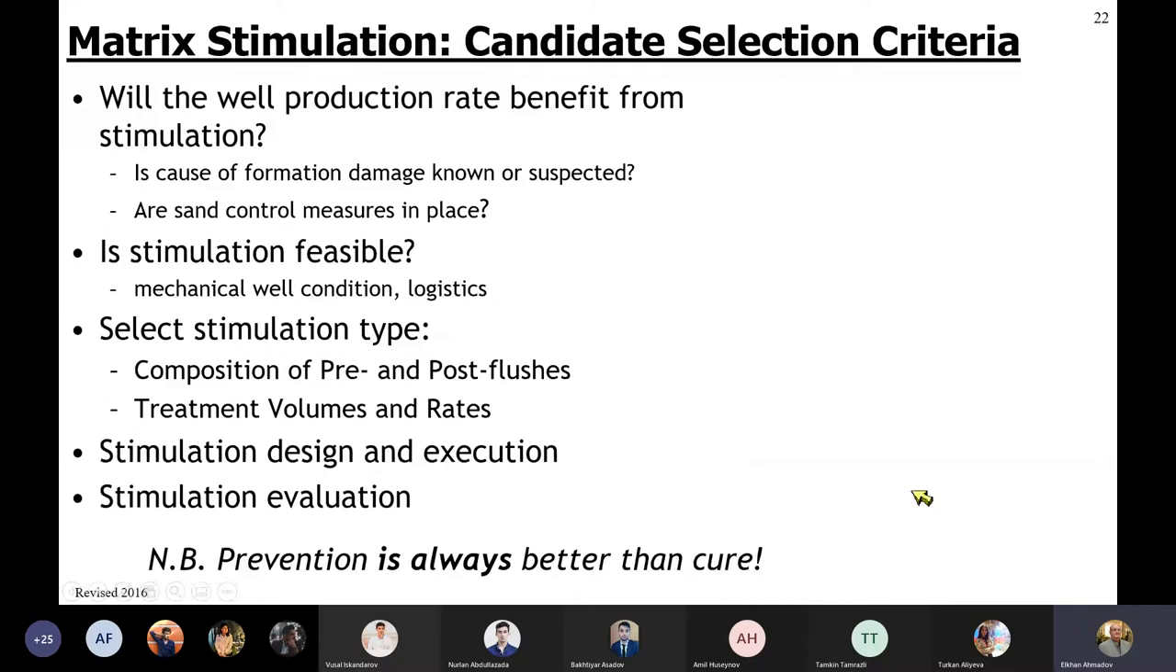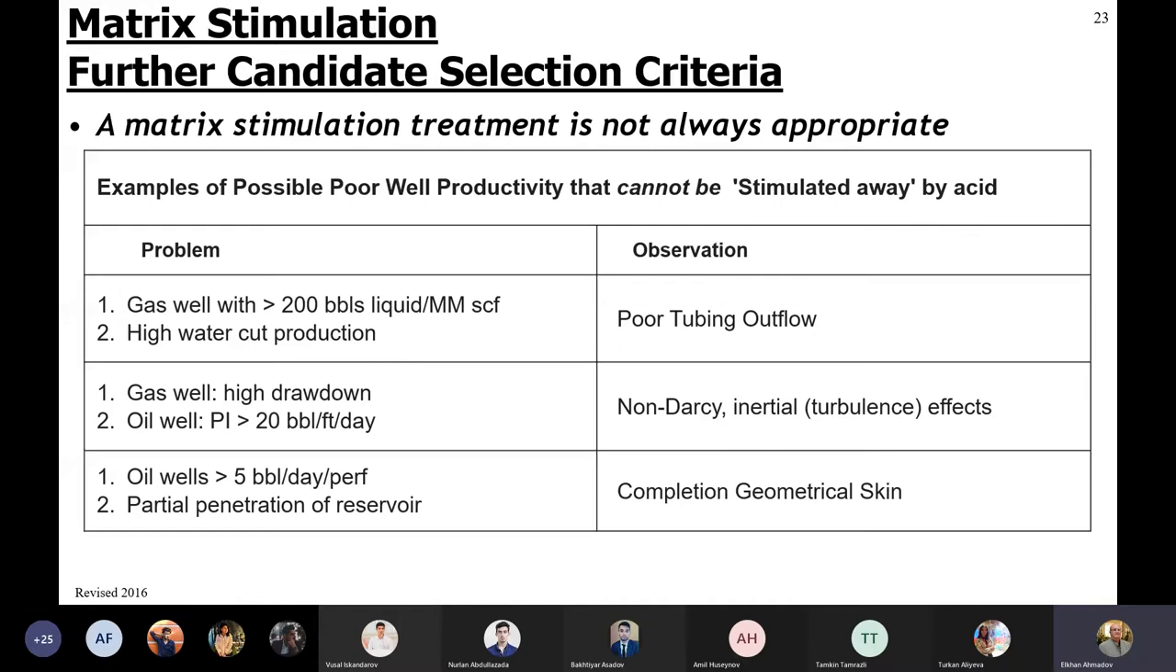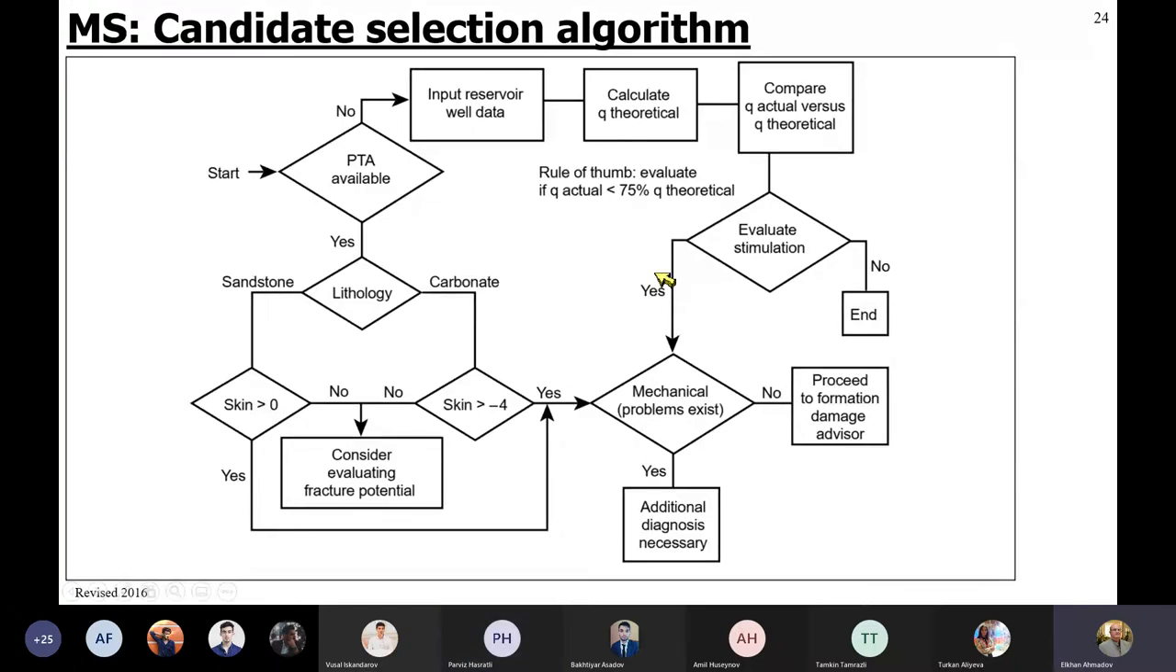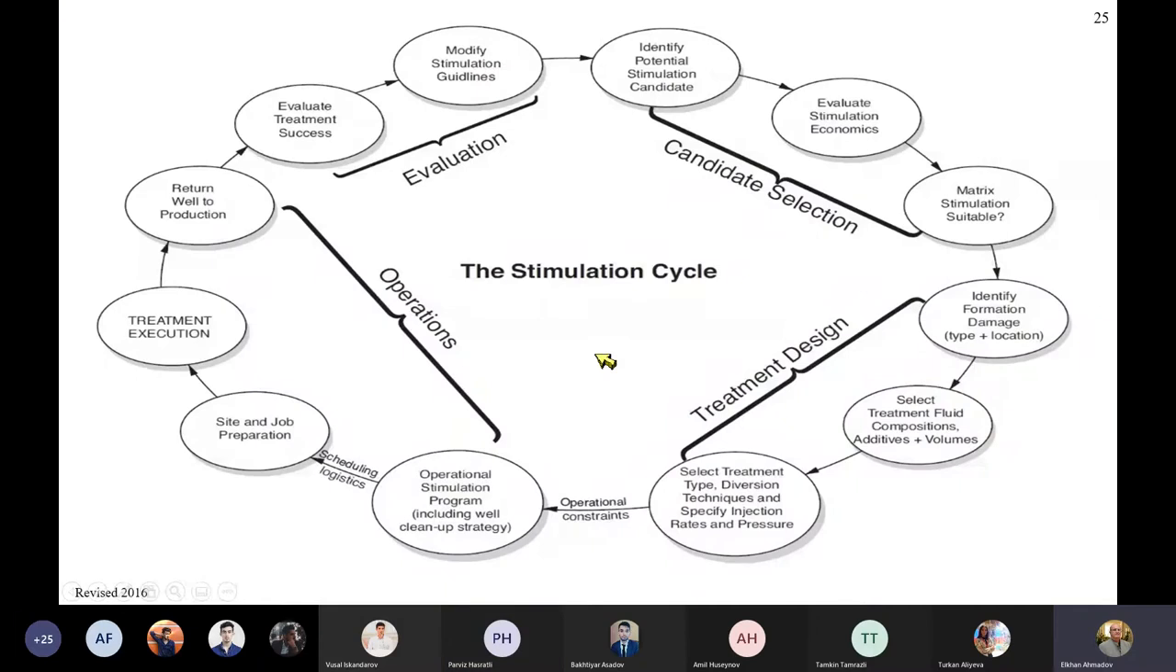And of course, prevention is always better than cure. So here are some examples when the problem may not even be damage, but other reasons for low productivity or lower production rates, lower than the potential of the well. And we considered the algorithm of candidate selection, going through information availability. And this is the chart of the stimulation cycle when we go through identifying the candidate, evaluating some stimulation economics, like what we will get if we do this stimulation, and deciding is it suitable or not, and further steps you can have a look at in your books.